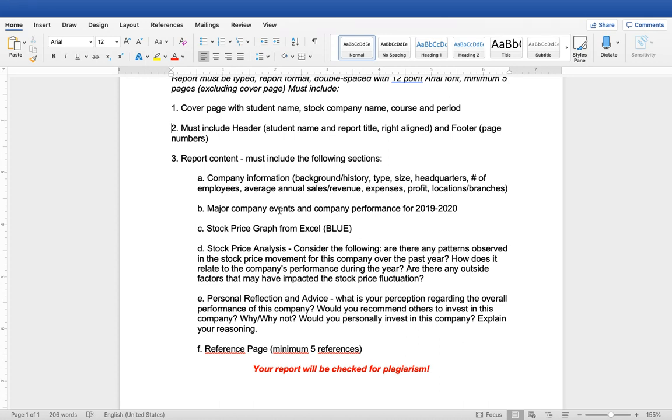Okay. Third section of your report. This is where you're going to include your stock price graph that you created during your Blue throughout the school year. And you're going to get that from the Excel spreadsheet that you've submitted this past week. So in this section, one thing that I want to clarify, it's very important. You are not going to copy and paste the data.